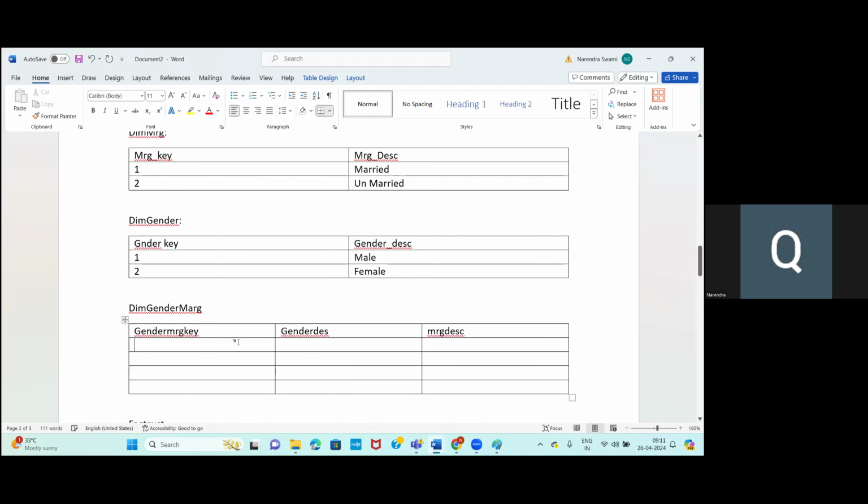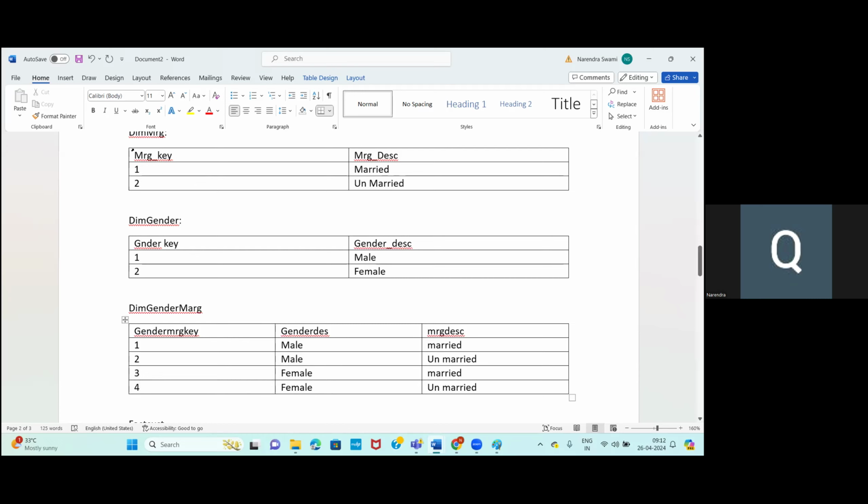So the first key is one. This is a sequence number, like the surrogate key we have seen, right? So this key and the gender description: suppose the gender is male, and the marriage is married. And two is the same male, unmarried. Then we will see the third: it is a female, married, and the fourth one is a female, unmarried.